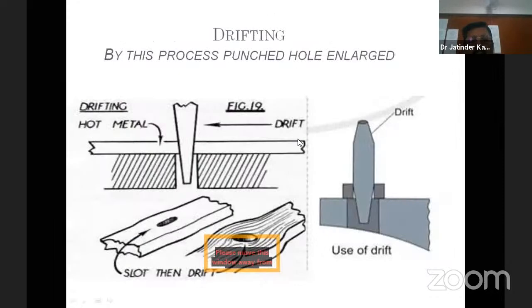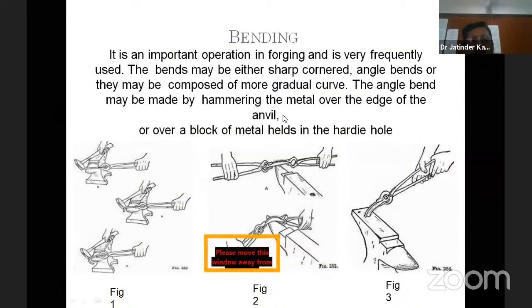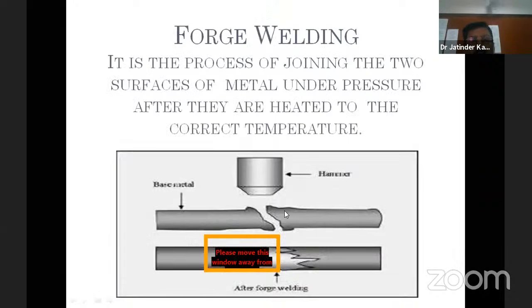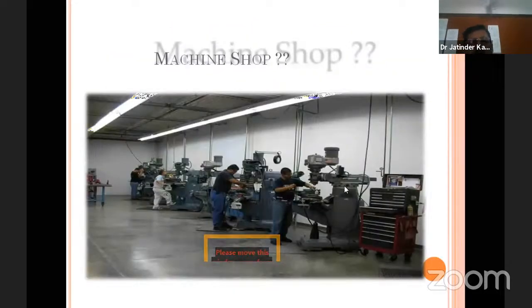Punching is there. Drifting is there. You will see all those processes: bending, flattening, forge welding. What we have said previously, how to join this component, we can join, this joining process, in forging also, right? So now each and every student has to carry out operation on this machine shop also. Each and every student, whether a girl or boy, has to make a job by working on a machine, right?